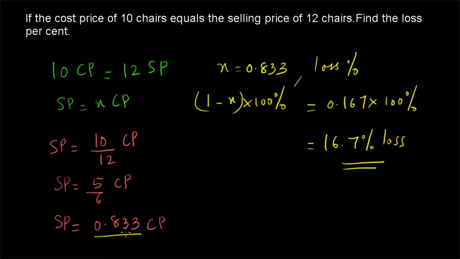Even though it is in the form of fractions, you can easily find the corresponding answer from the options given. There will be options like 16 1 by 3, or 15, 17, like that. So 16 and some mixed fraction. So here approximately it is equal to 16 2 by 3 percent loss.